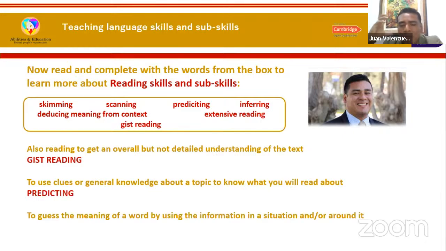What is to guess the meaning of a word by using the information in a situation or around it? Sometimes we read a text and we see new words, unfamiliar words. This doesn't mean that we won't understand the meaning of the text or the message of the text, because we can guess the meaning by using the information before or after that new word, right? So to guess the meaning of a word by using information in a situation or around that word is excellent, deducing meaning from context.